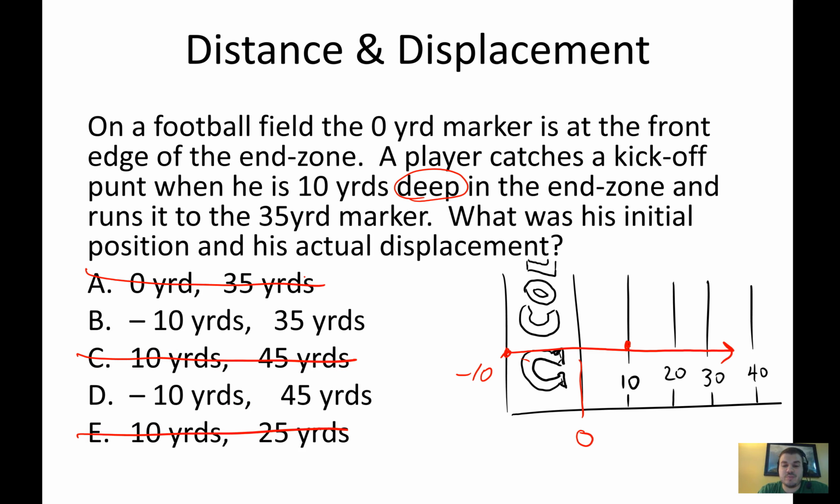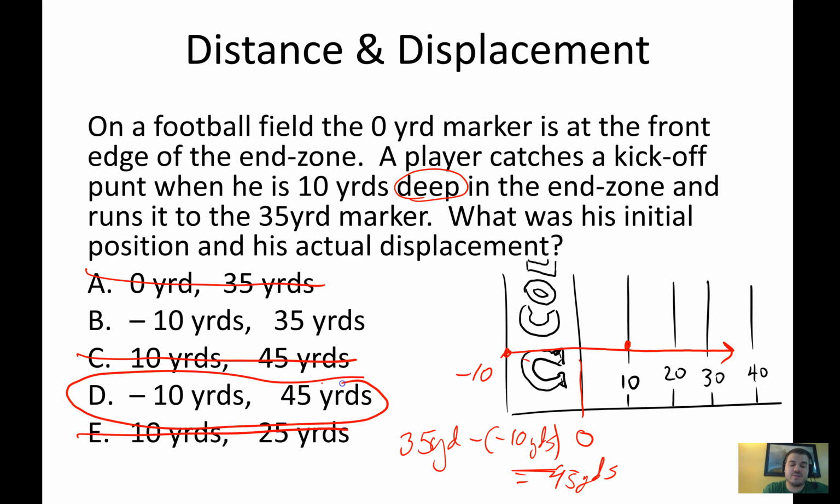Now we're asked what's the displacement. So remember, it is final minus initial. So this is where things can get tricky. Final is 35 yards minus an initial of negative 10 yards, which turns that minus a negative into a positive, to be 45 yards. So we started at negative 10 and we have a positive displacement of 45 yards.